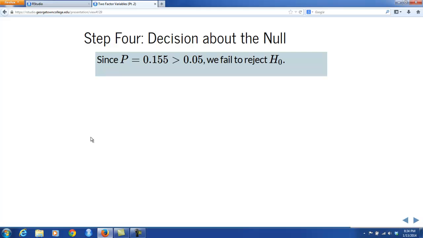Step 4 is to take stock of things. Think about your p-value and decide whether it's so small that you have to reject the null. Thus, step 4 is making a decision about the null hypothesis. Remember our convention. If the p-value is small enough, we'll reject the null. If it's smaller than 0.05, we will reject the null. But if it's bigger, we'll fail to reject the null. This time, the p-value was bigger than 0.05, so we're not going to reject the null hypothesis.